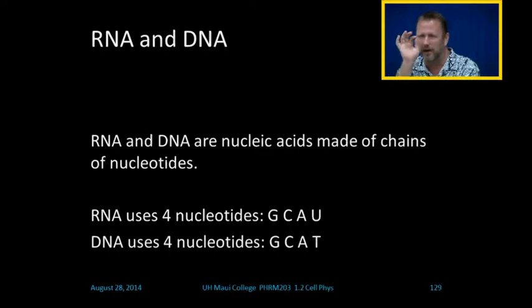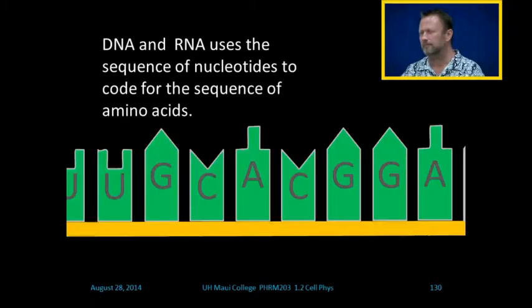nucleotides, but one has to be a little bit different to confuse everyone. So RNA uses 4 nucleotides, and we're going to abbreviate them G, C, A, and U. DNA uses the exact same 4 nucleotides, and we abbreviate them G, C, A, and T because there's just a little teeny tiny difference between these two. So when I draw my DNA and RNA, I'm going to draw it like this.